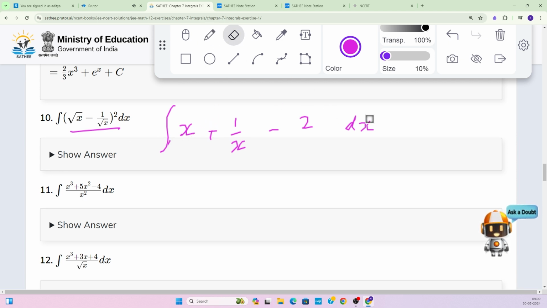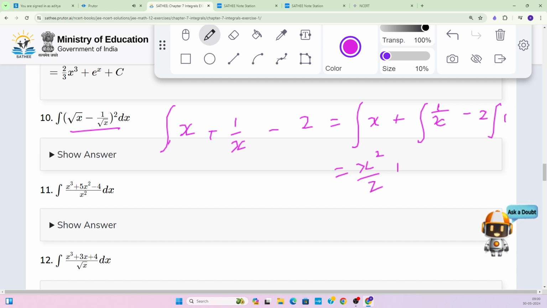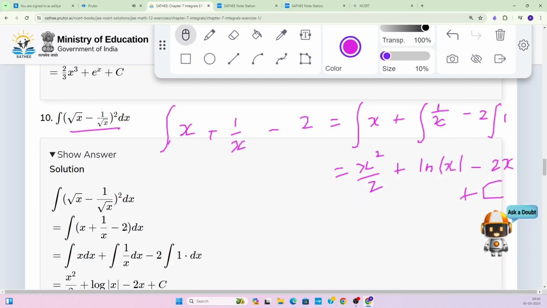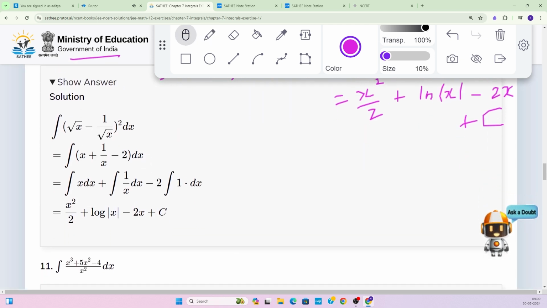Now you can separate them. Using the another result, you will have integration of x plus integration of 1 by x minus 2 times integration of 1. So this will be x square by 2. Yes. This will be log mod x. Yes. Minus 2x plus some constant. So your answer will be this, x square by 2 plus log mod x minus 2x plus some constant.